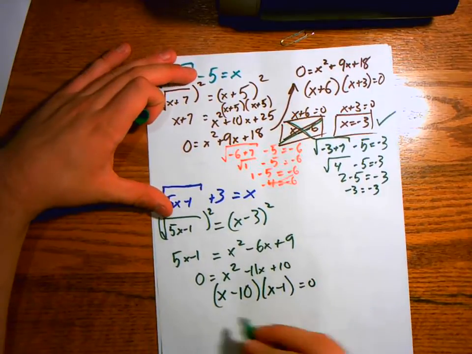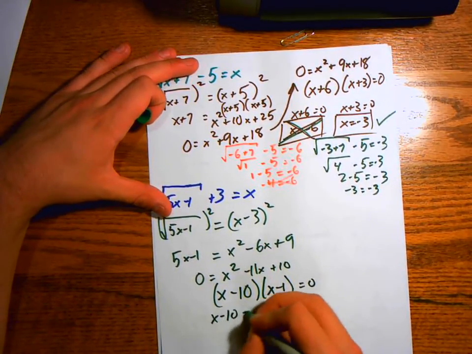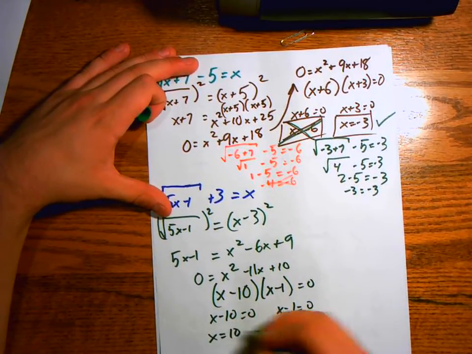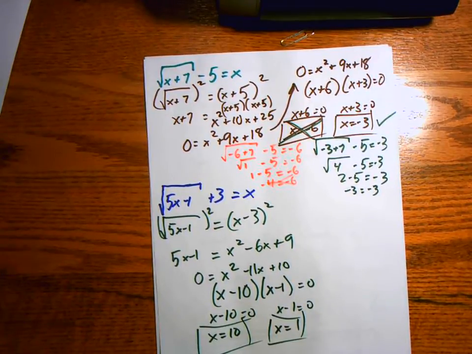And they both equal 0. So since both are being multiplied to equal 0, that means one must be 0 and the other is 0. So I have x equals 10 and x equals 1 as my solutions. Now to check and see if any are extraneous, plug them into my original problem.